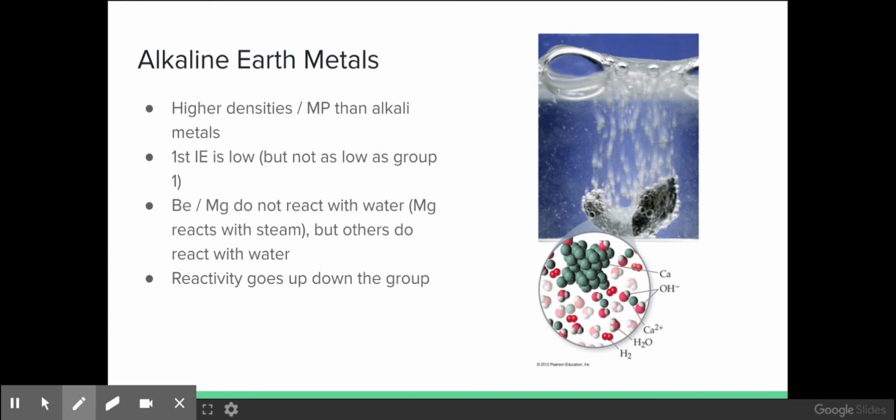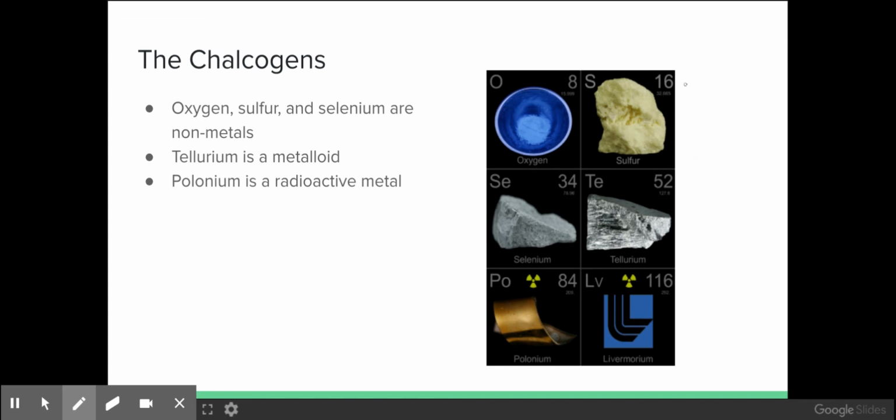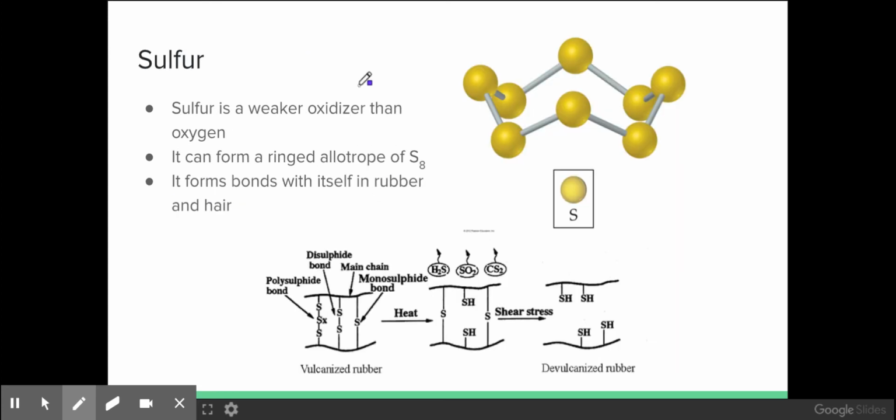The reactivity goes down within the group. Your more reactive alkaline earth metals are near the top. The chalcogens, we often don't really talk about this family as a group, but oxygen, sulfur, and selenium are referred to as the chalcogens. Tellurium is a metalloid, and polonium is a radioactive metal.